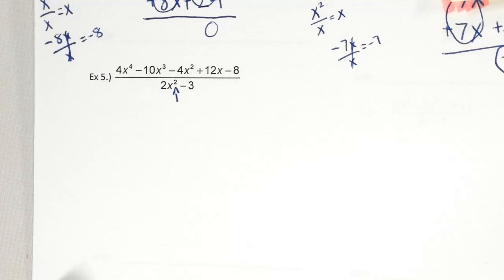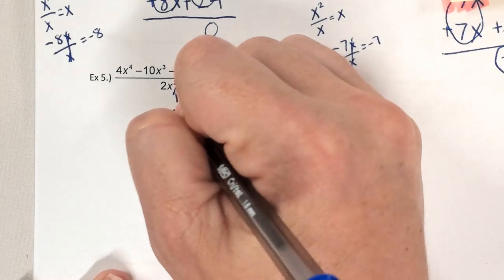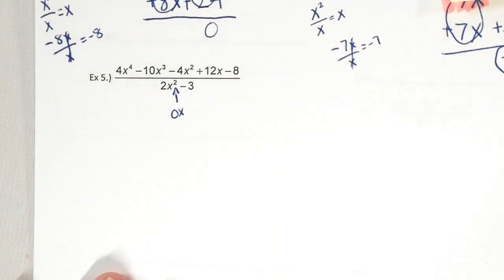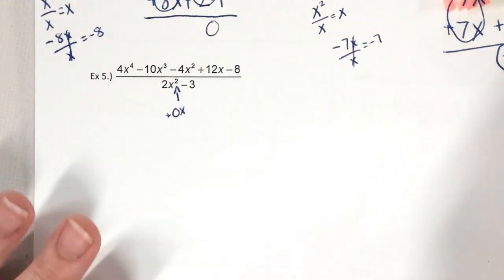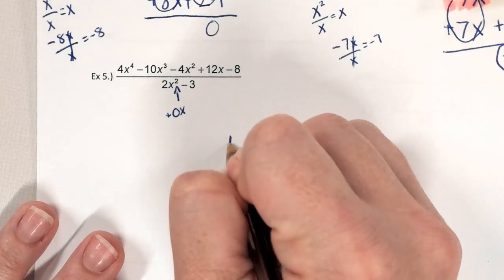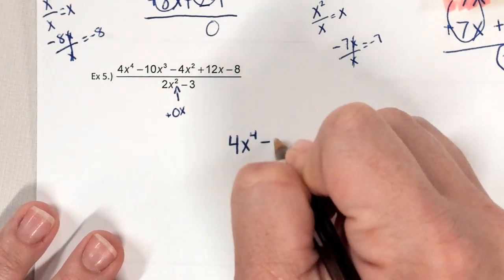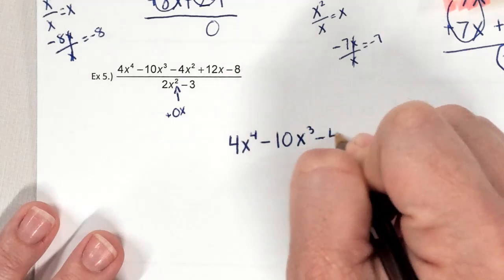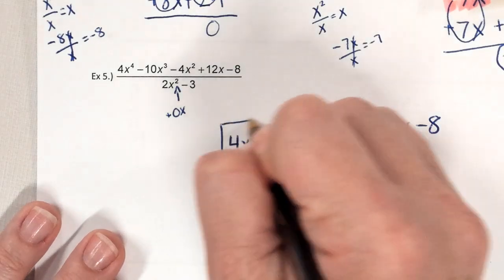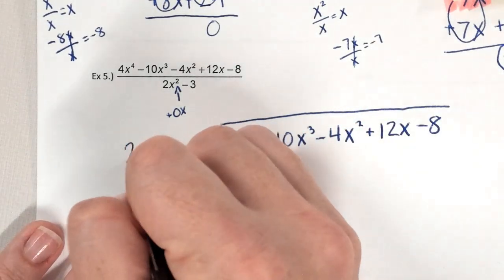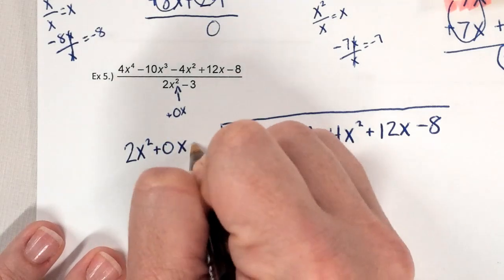Well, the only thing that you can add that doesn't change anything is what? X. No. If you add 1x, that changes it. 0. Now, can I put an x behind my 0? Yeah, it's still 0. 0 times anything is 0, right? So I can put my plus 0x in there. So inside the house is the top. And outside the house is going to be 2x squared plus 0x minus 3.